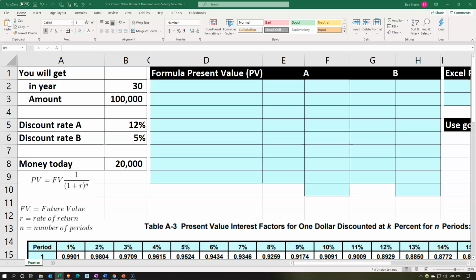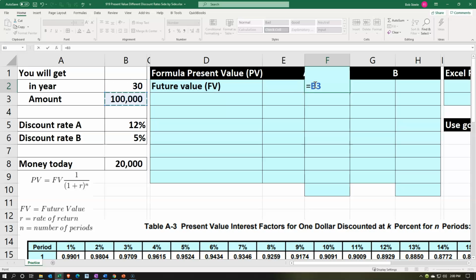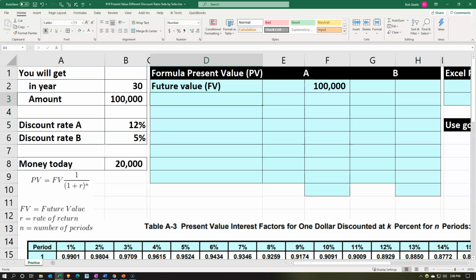Okay, so we're going to break this down into a table. I'm going to pick up this first half, which is going to be the future value, the numerator. I'm going to put it in the outer column. I'm going to calculate that first, so we're going to be picking up the 100,000, and then I'm going to pick up the denominator. I'm going to calculate that in the inner columns, which is going to be this 1 plus r to the power of n.